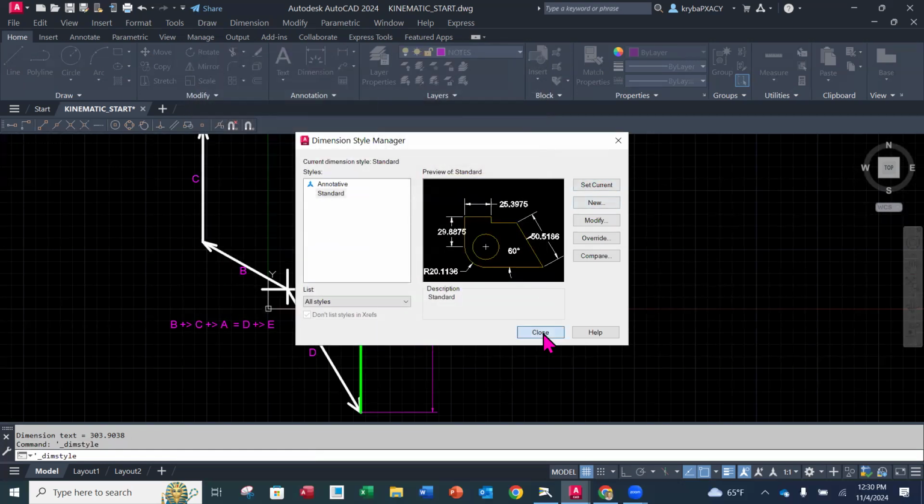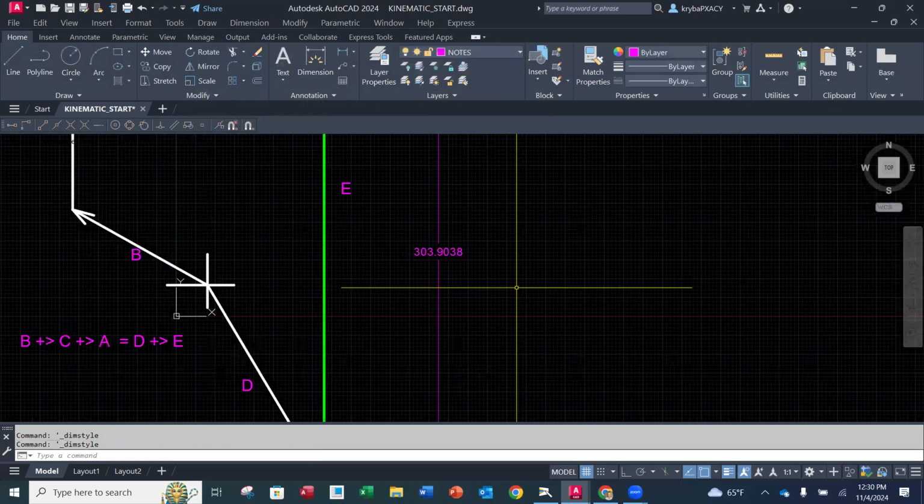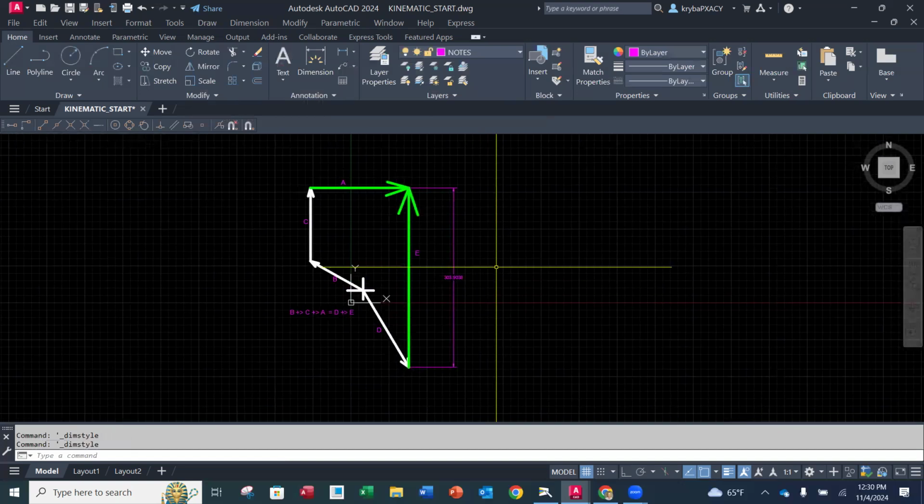Okay, set as current, and okay. All right, that's pretty good. Okay, it's just that remember, it has to be large enough so that when you take a screenshot, I can see it. All right.